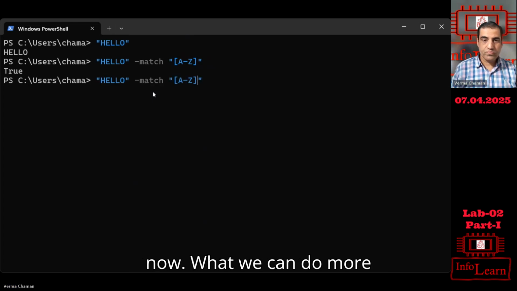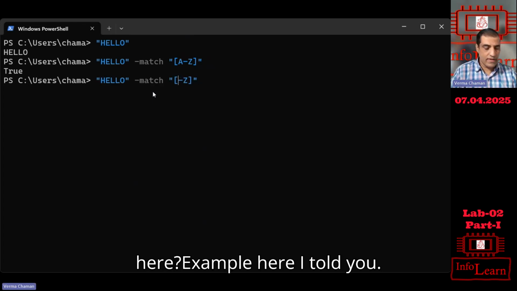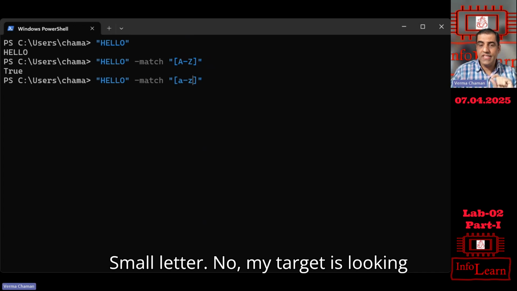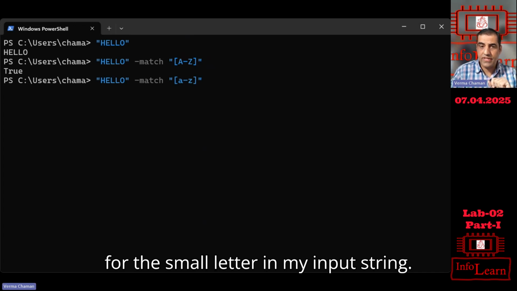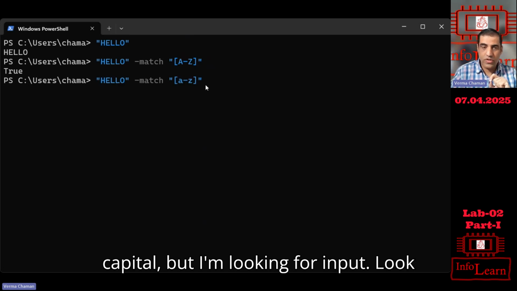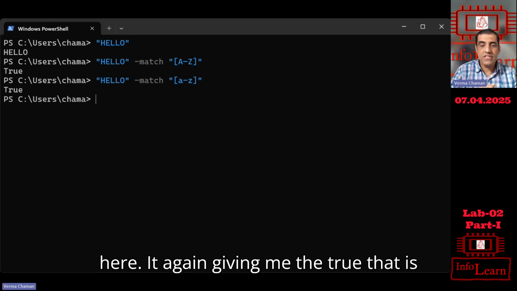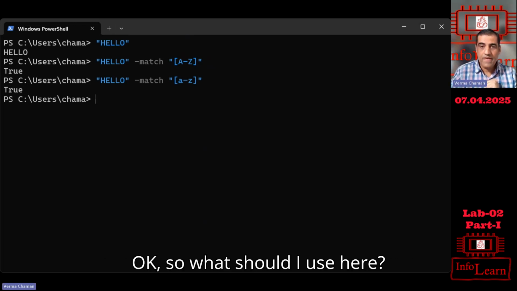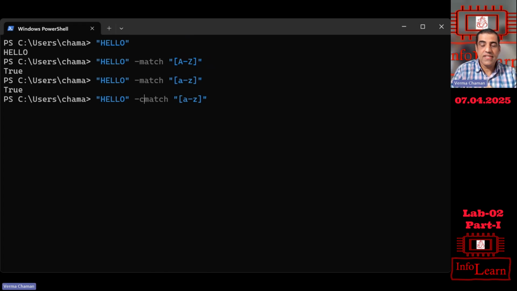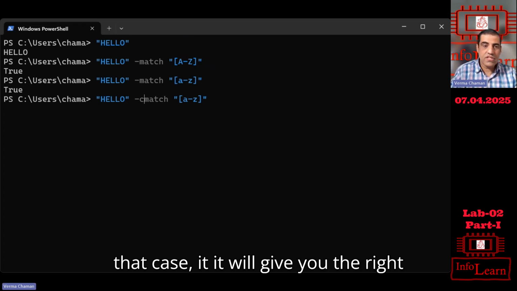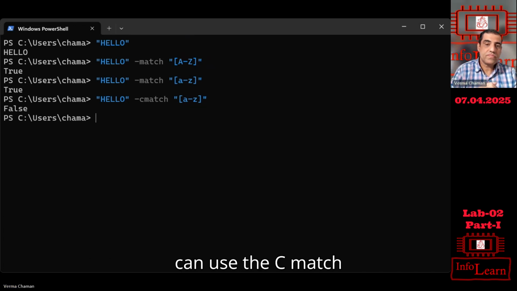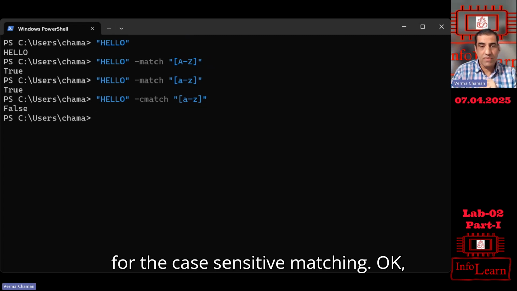So now, what can we do more here? For example, I told you small letter. Now my target is looking for the small letter in my input string. In hello world I have all capitals, but I'm looking for small letters. Look here. It again gives me true. That means it is not case sensitive. So what should I use here? We can use cmatch. That is case sensitive matching. In that case, it will give you the right answer. You can use cmatch for case sensitive matching.